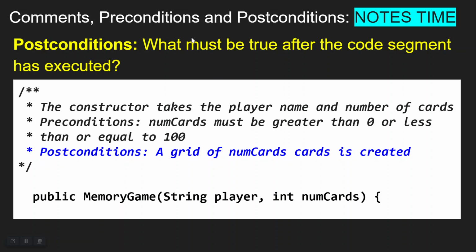For postconditions, you ask what must be true after the code segment is executed. So after my constructor is done, what must be true? Well, the way my program is designed, after the constructor is called, a grid of num cards is created. So that's basically the result of calling the constructor.